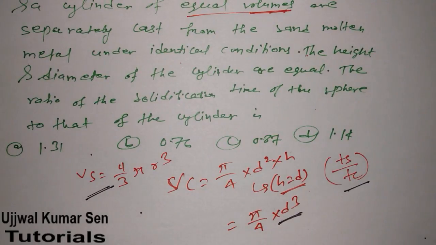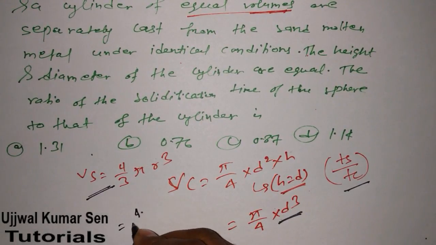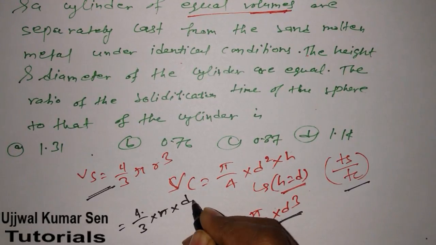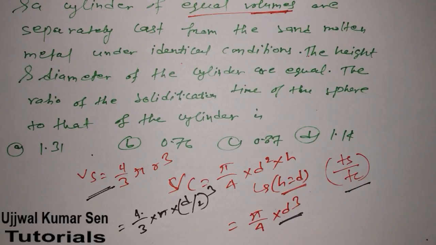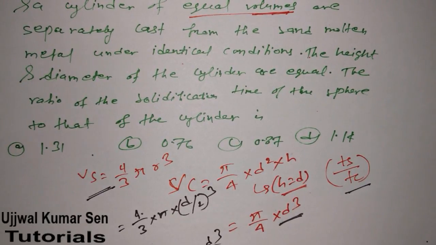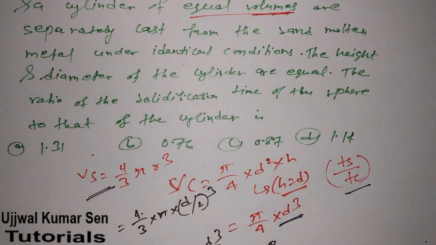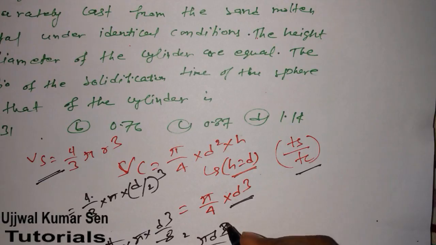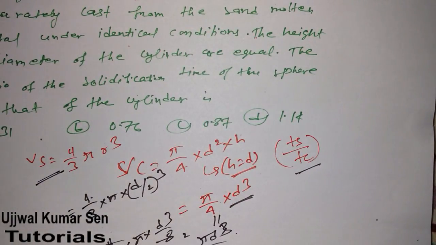So what we can write here is 4 pi (d by 2) whole to the power cube. So it is 4 by 3 pi d cube by 8. So this will become pi d cube by 6. As in this question, it states equal volumes, that means pi by 4 d cube is equal to pi by 6 d cube.